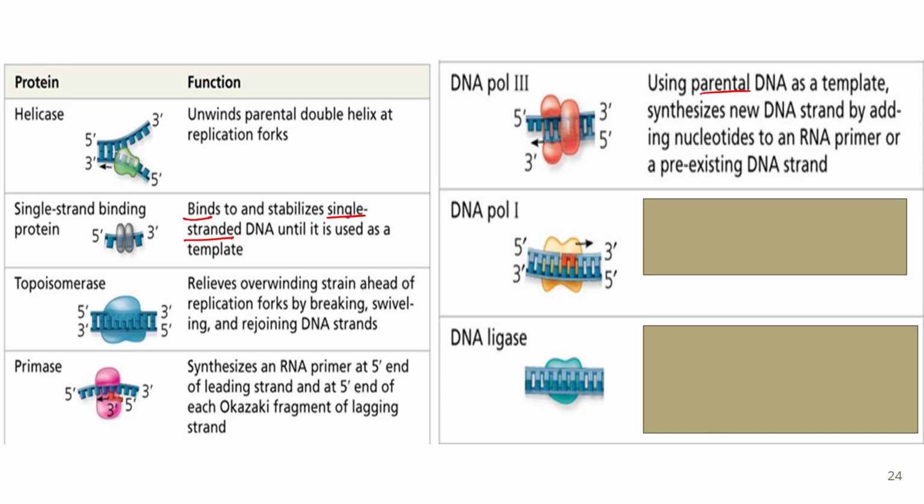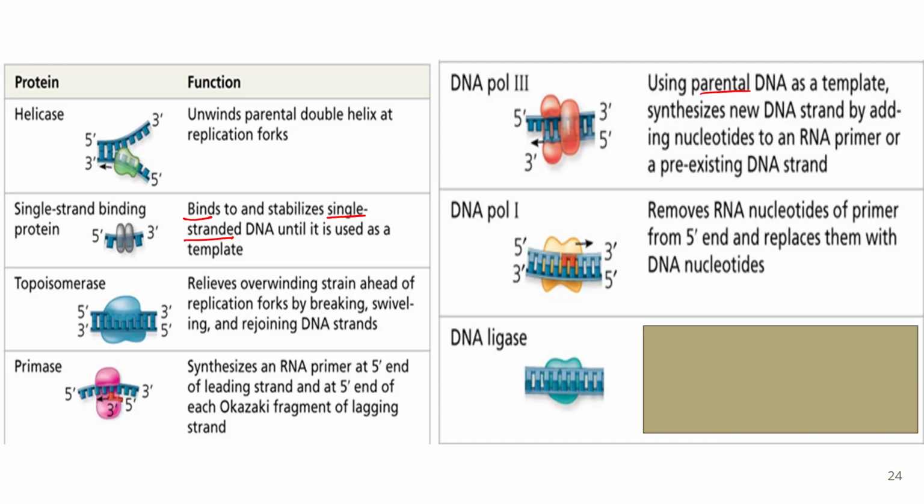So what does DNA polymerase 1 do then? It removes RNA nucleotides of the primer from the 5' end and replaces them with DNA nucleotides, right? So remember, our primase put down RNA primers, right? But we don't want RNA in our DNA because we just want DNA, right? So then polymerase 1 comes back and says, okay, you're good. Now we want this to be DNA, and it swaps out so that they're DNA nucleotides instead of RNA.